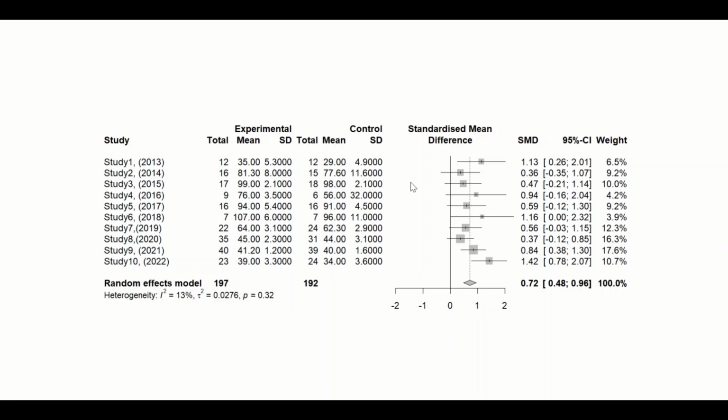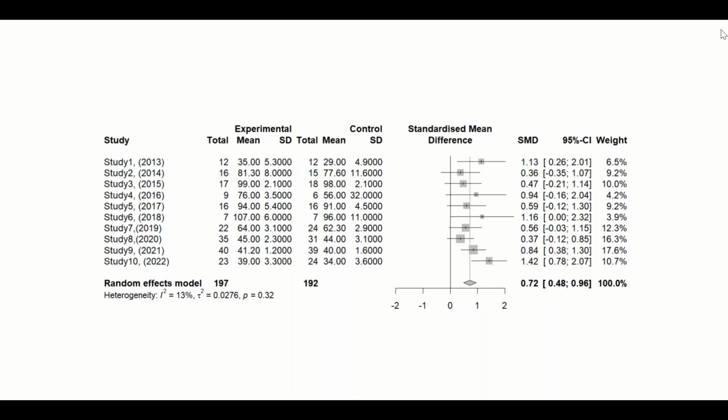To perform a few edits here by reducing the decimal on the control and the experimental for standard deviation and the mean, and also to change the color of the square and the color of the vertical line and the color of the diamond shape here, which represents the overall SMD or overall effect size.